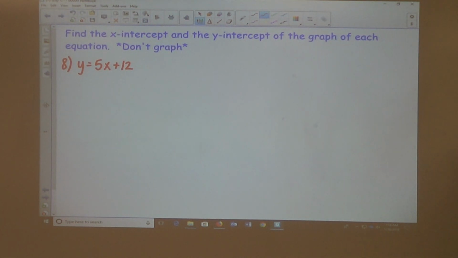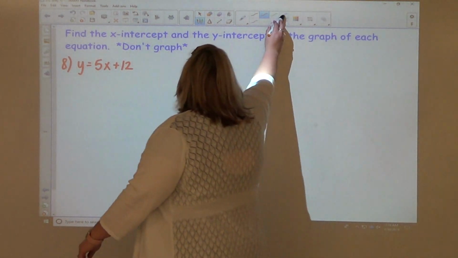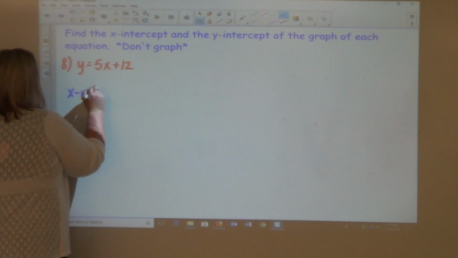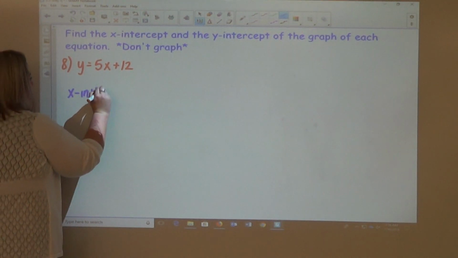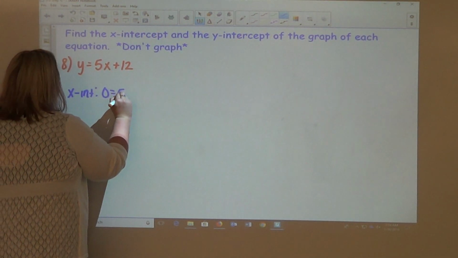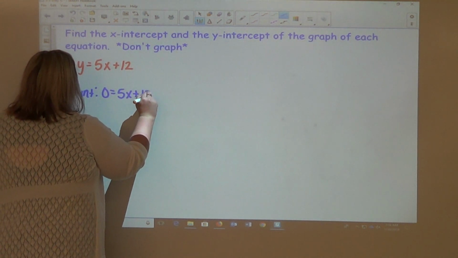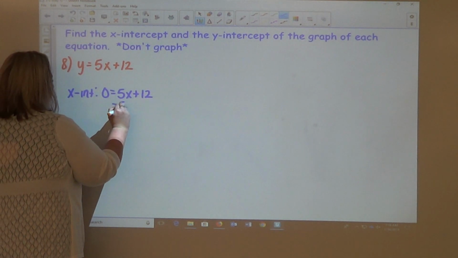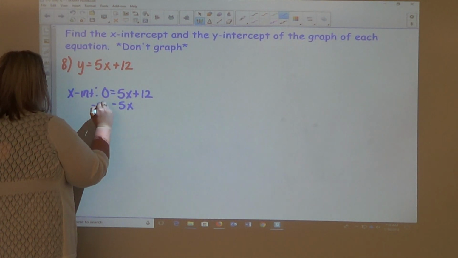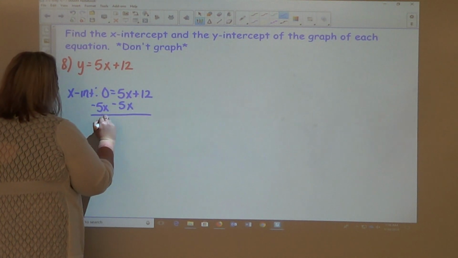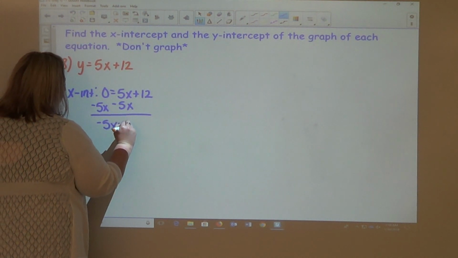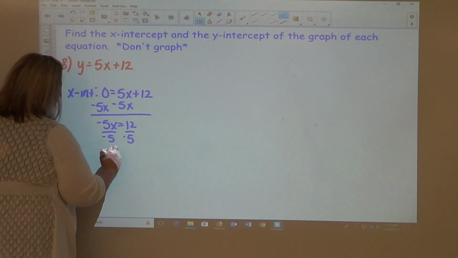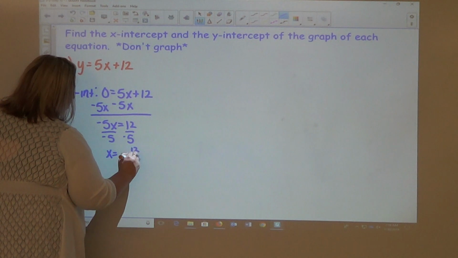Okay, so to find the x-intercept, if I want to find the x one first, I'm going to put 0 in for y, and we're going to solve for x. So I'm going to subtract 5x from both sides. So I have negative 5x equals 12. Divide by negative 5, x equals negative 12 fifths.